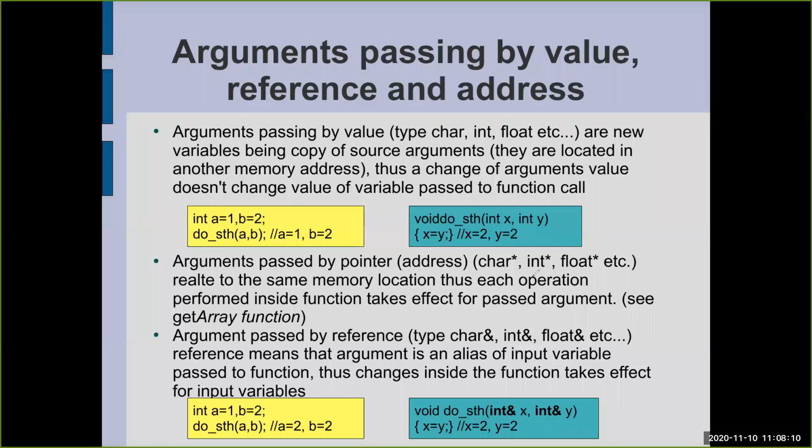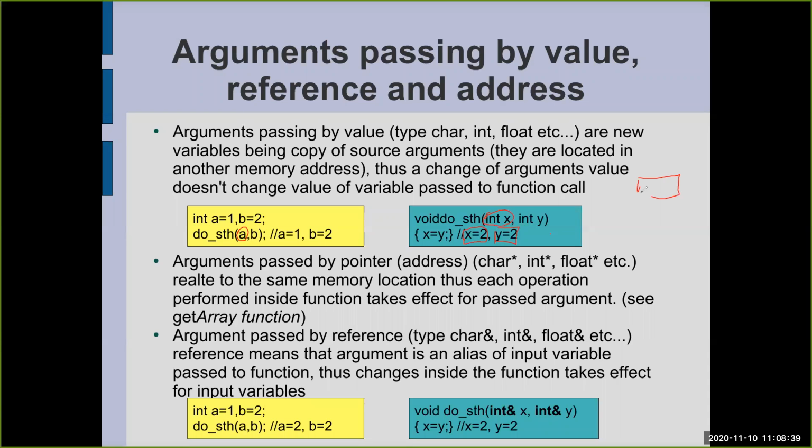Yeah. So look, inside the do something function, when we call this function, x will be equal to and y will be equal to, yeah, because x is equal to y. But the argument int x and value a are not the same.